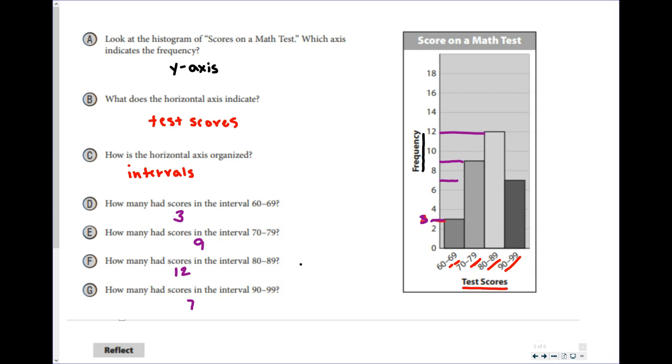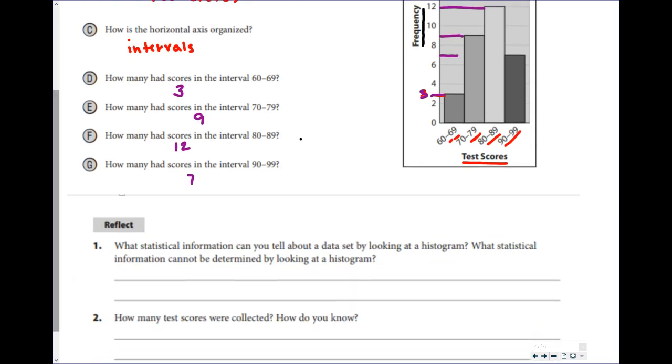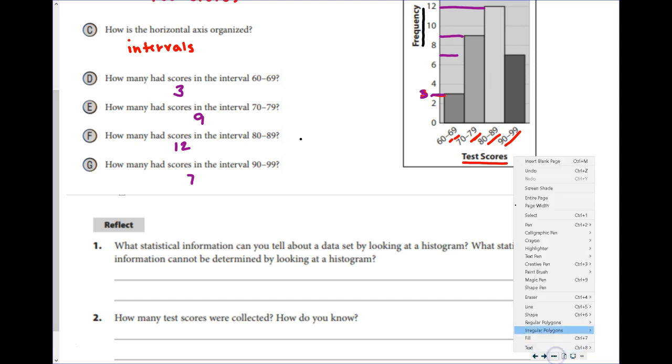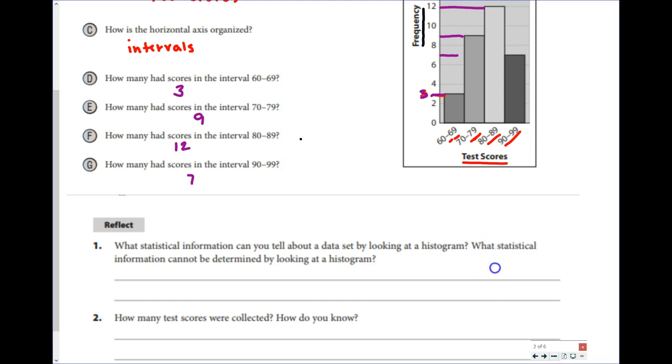So this is what this histogram means, and this is how we read it and organize it in our minds. Okay? That's the easy part, is being able to read the histogram. Histogram shows some statistical information that we can get from the data. So what information can you tell about a data set by looking at a histogram? Well, different than a dot plot shows individual values, a histogram shows the range. So you can determine data points in a range.